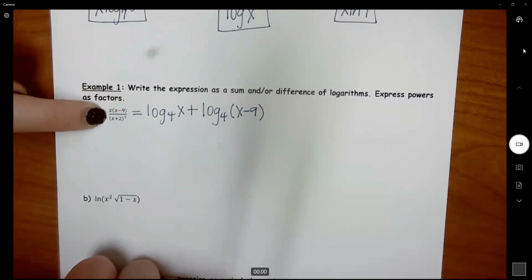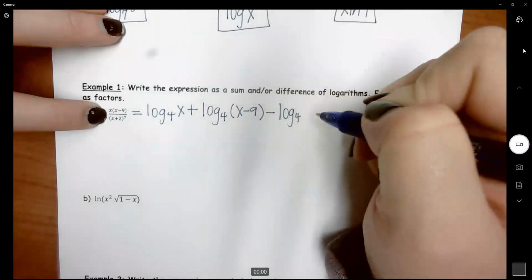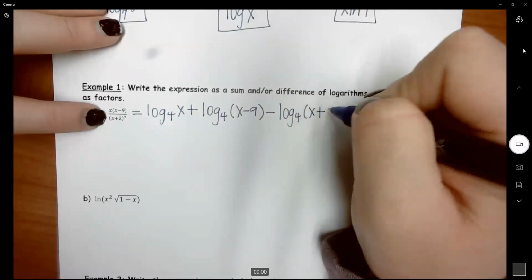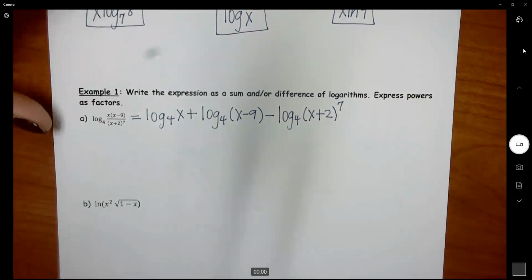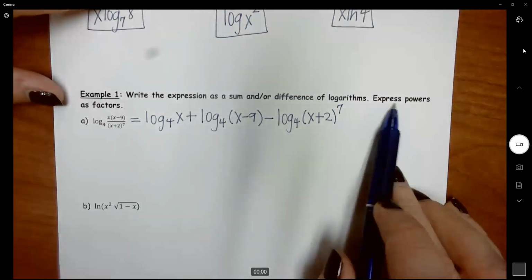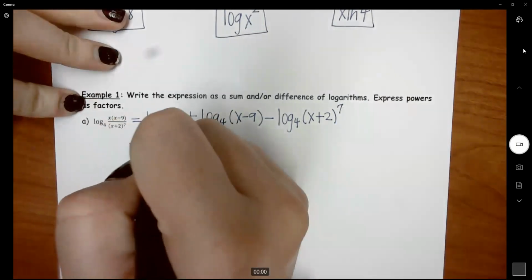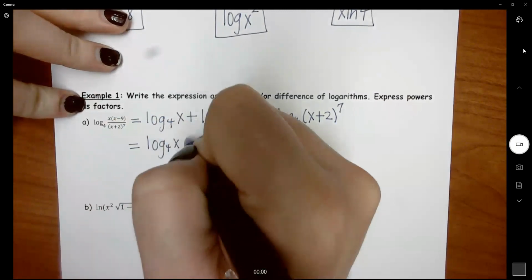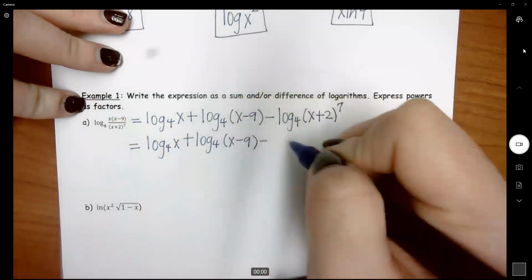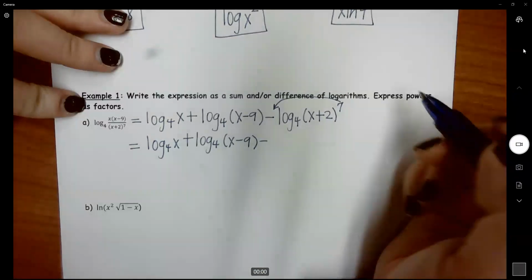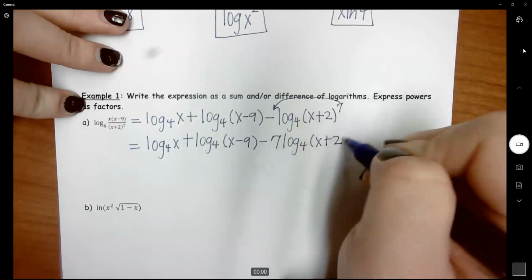Then this is all being divided by, so now I will go minus log base 4, is being divided by x plus 2 to the 7th power. There's not really a lot of simplifying I can do here, but I do need to make sure if I have any powers, I'm expressing them as factors. And I do have a power, this 7 right here. So my final answer is log base 4 of x plus log base 4 of x minus 9 minus, I'm going to move this 7 in front. And so minus 7 log base 4 of x plus 2.